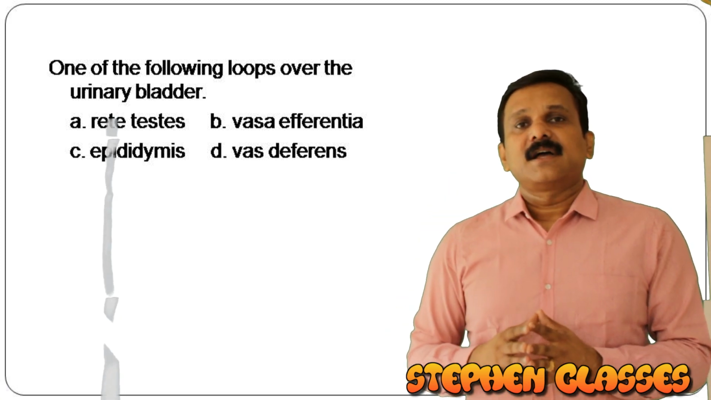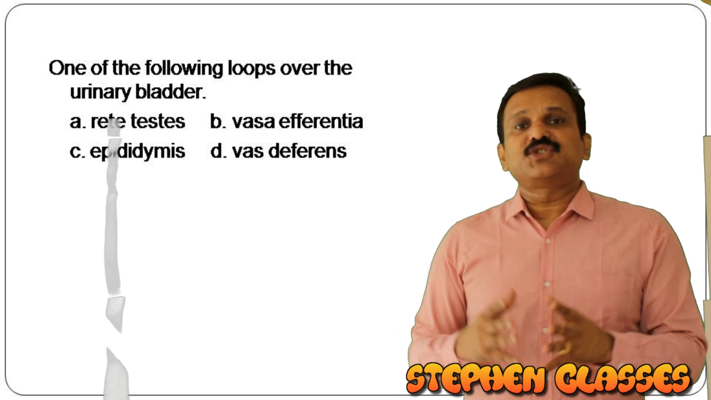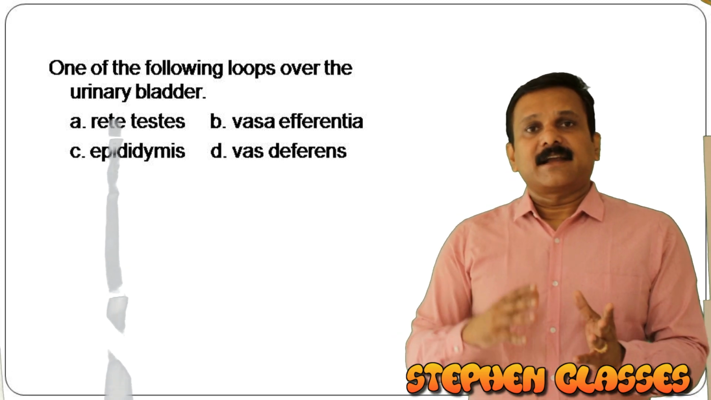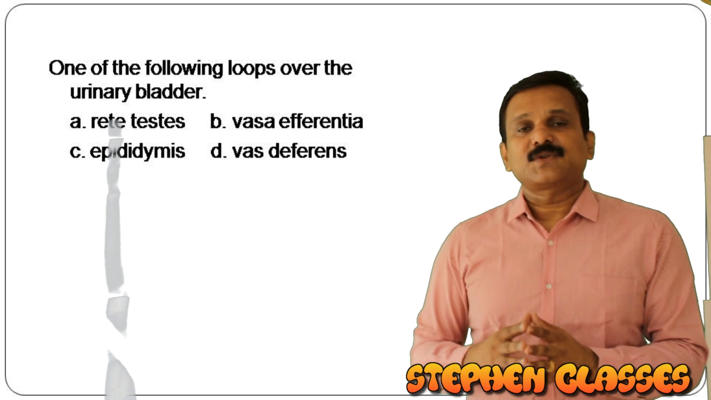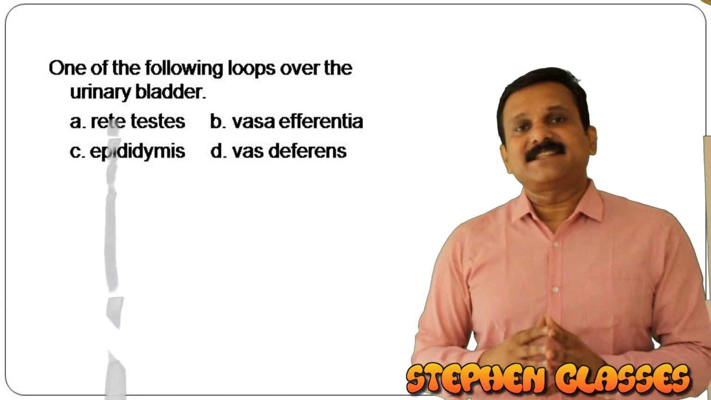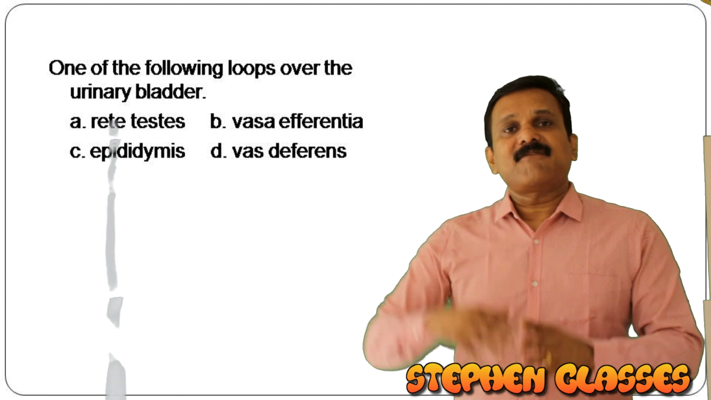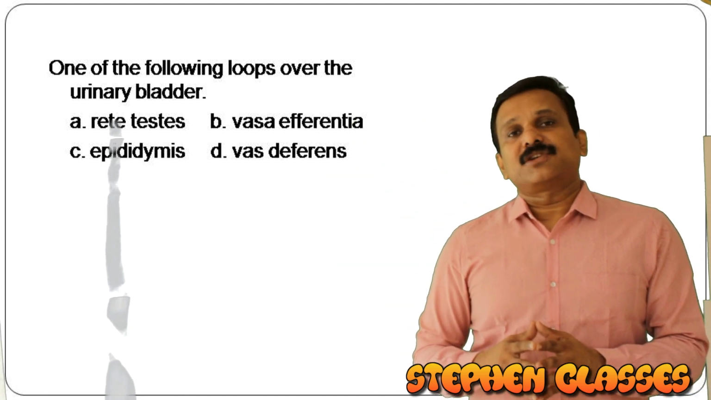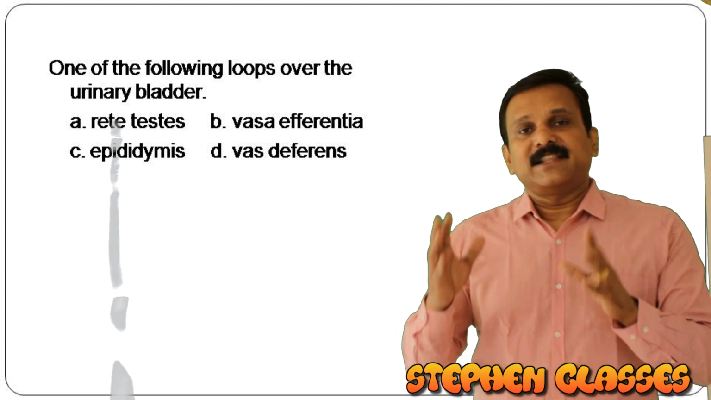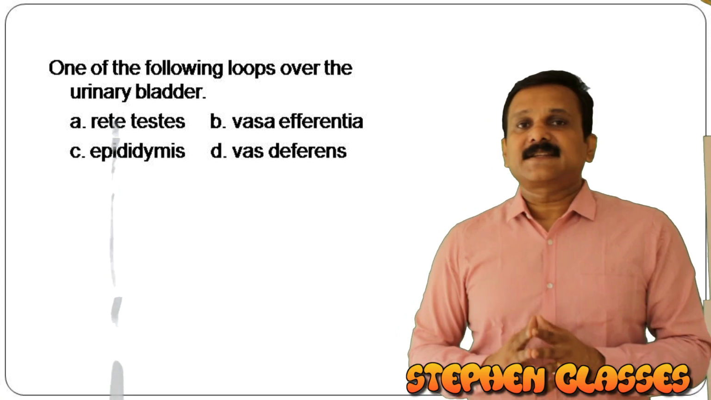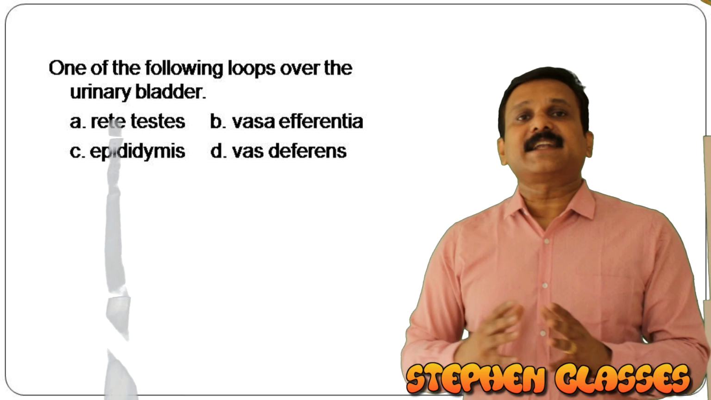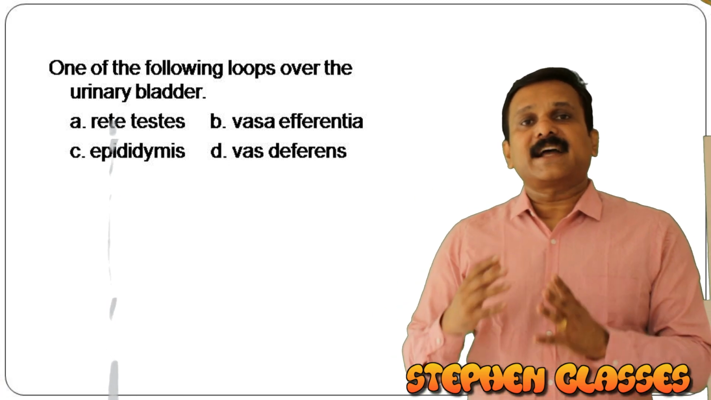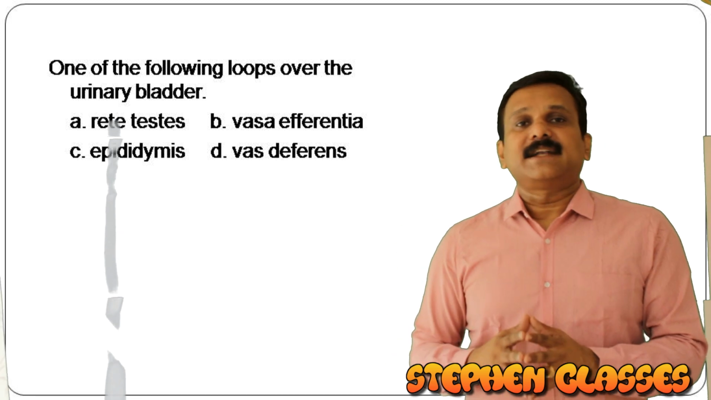Within testis, arising from the seminiferous tubules, there will be tubuli recti, rete testis, like that. So first of all, there will be tubuli recti, then rete testis, then vas efferentia, and then comes the epididymis portion. So that is a sequence. So there is an intratesticular duct system or duct system within the testis, and also there is an extra testicular duct system or a duct system outside the testis.